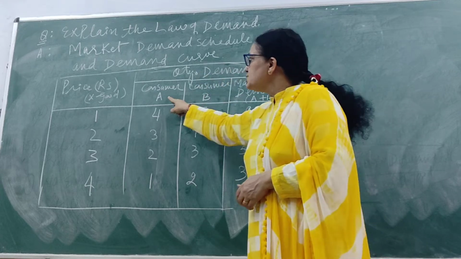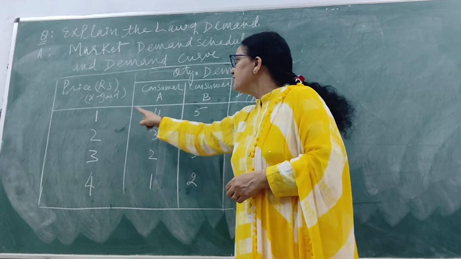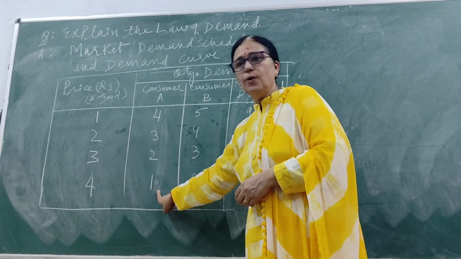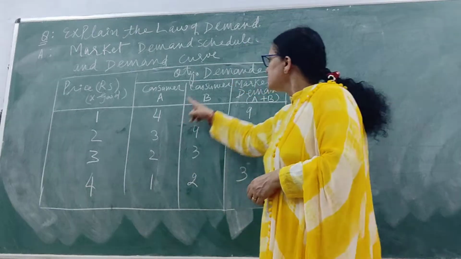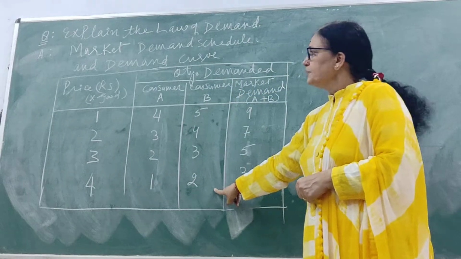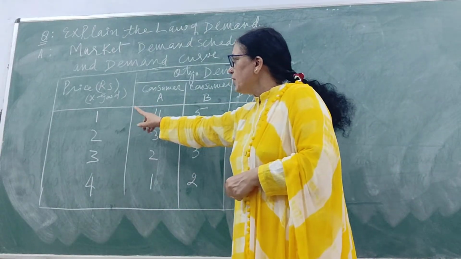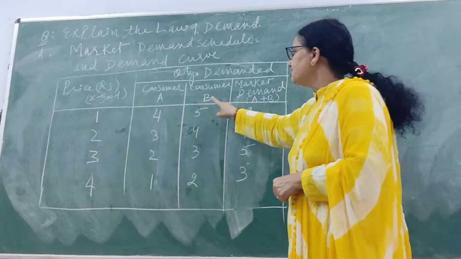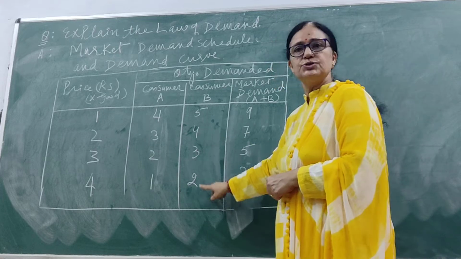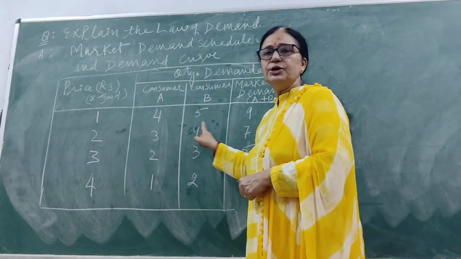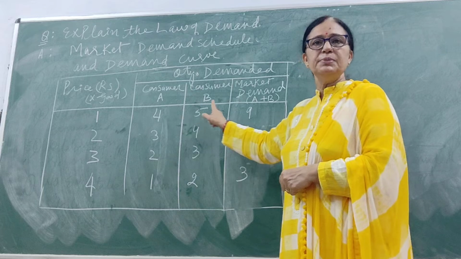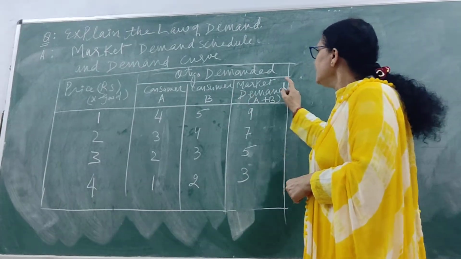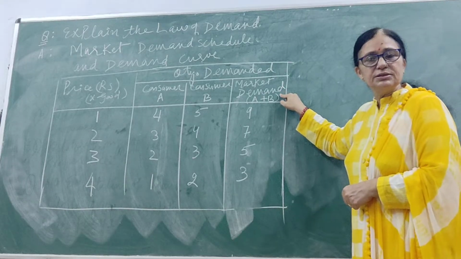Quantity demanded by consumer A is at rupee 1 it is 4, at rupees 2 it is 3, and it continues to fall as the price is rising. Similar is with the consumer B. As the price is rising from 1, 2, 3 and 4, the demand by consumer B is falling from 5, 4, 3 and 2. So individual demand schedules हमने बना ली consumer A की, B की, अब C, D कितने भी consumers show कर सकते हैं, and then we find out the market demand curve.